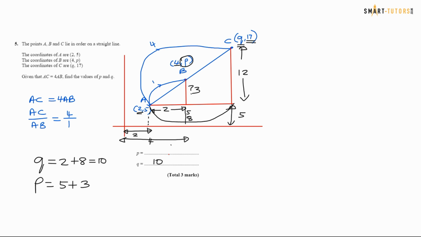So how I find the 3 is 12 divided by 4, because in the ratio this is 12, divide by 4 gives 3. That 3 needs to be added to 5. 3 plus 5 is 8, which is the B coordinate's Y coordinate. So P equals 5 plus 3, which is 8.